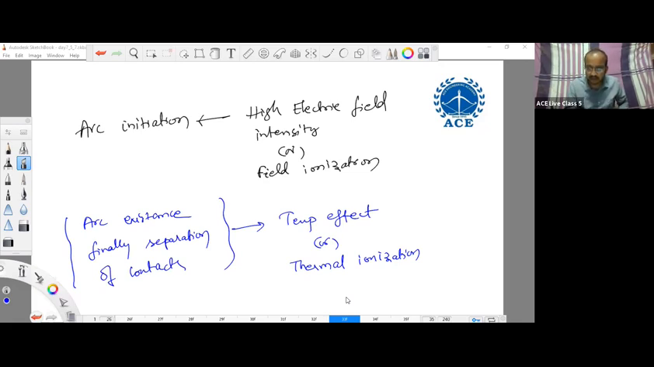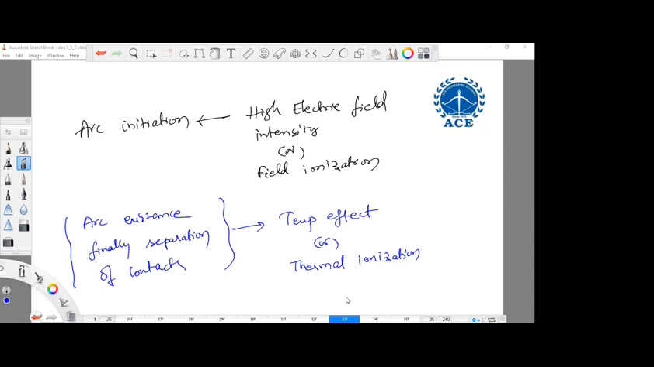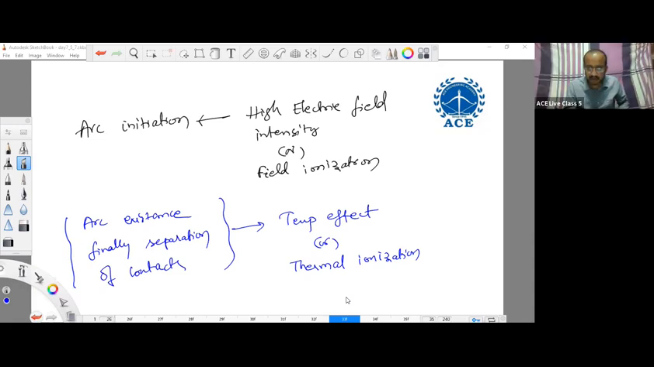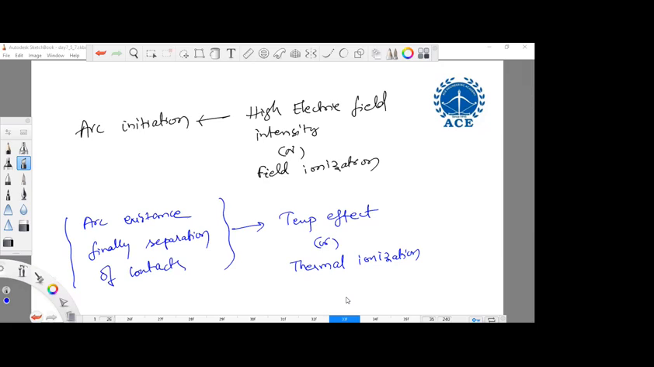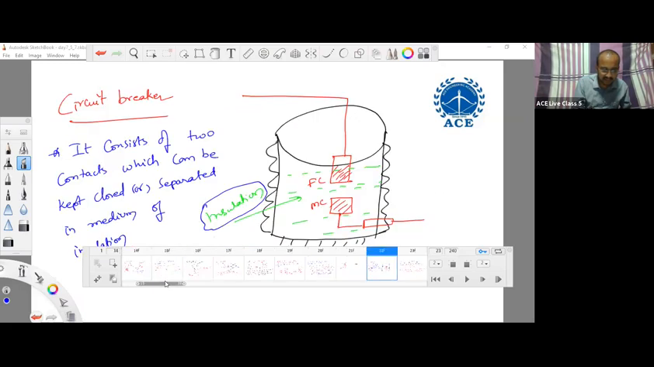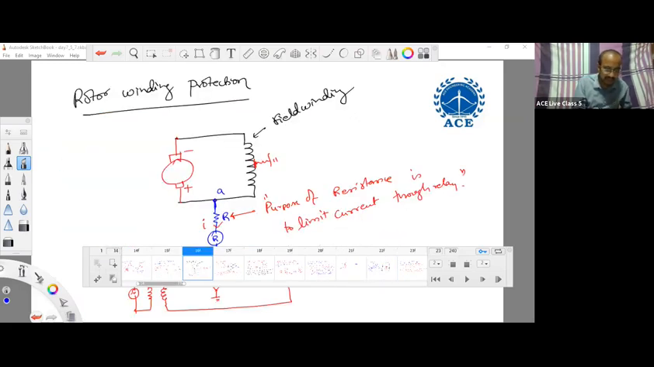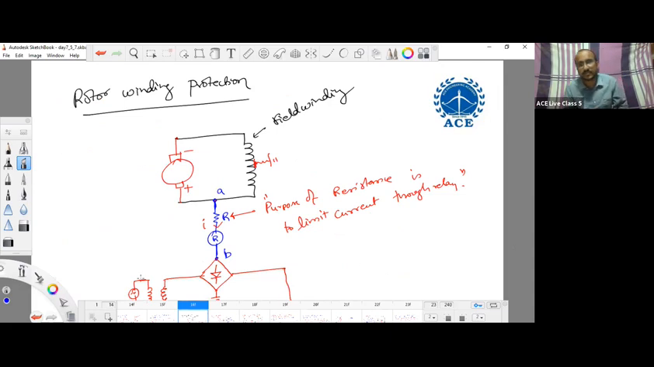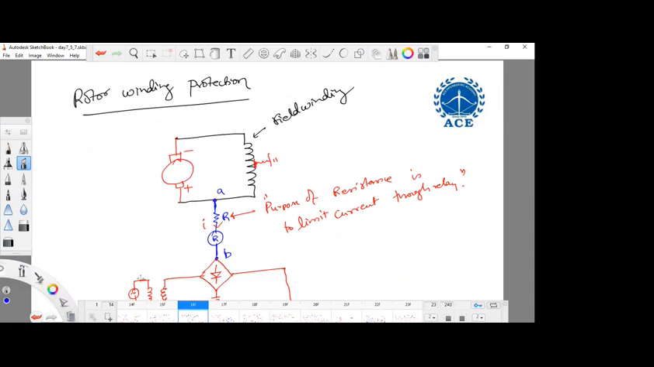Prudvi Raj, hello, sir. Ask your doubt. Sir, in rotor winding protection, if the flux is changed intentionally, then these potentials will change. Whenever you are changing intentionally, automatically the source voltage will also change. Okay, sir. This is from the source voltage.